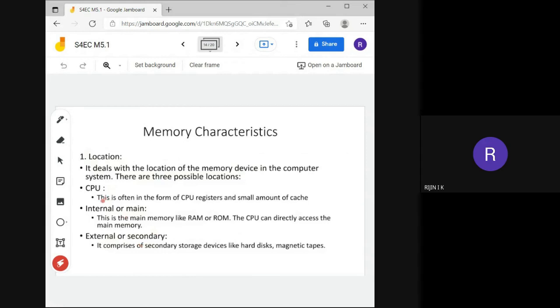In the CPU, memory is often in the form of CPU registers and a small amount of cache. The memories in the CPU are the CPU registers, and then some cache memories. These are the memories in our CPU.